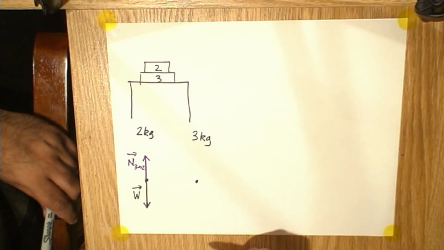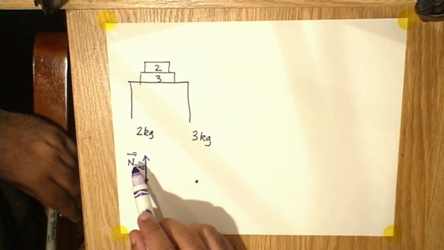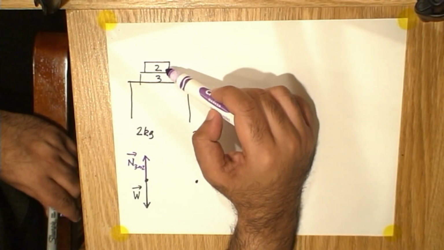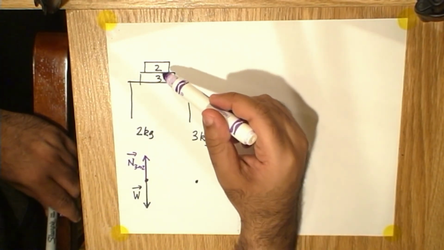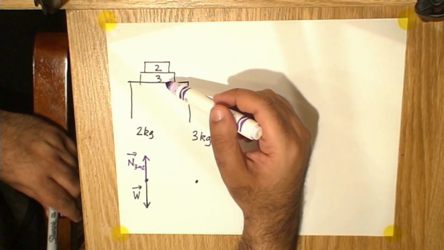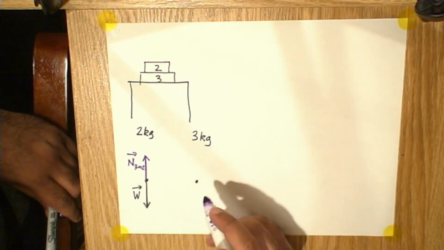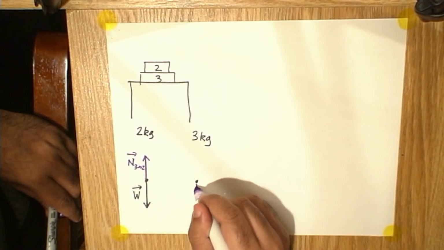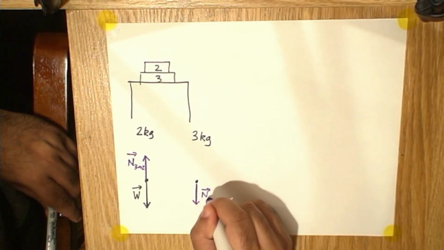What about the 3-kilogram object? Well, the first thing that we can say is that since we know that there's a normal force of object 3 on object 2, then according to Newton's third law, there must be a corresponding force of object 2 on object 3. It must be equal and opposite. Because the 3-kilogram object is exerting a force on object 2, that means that object 2 must exert an equal and opposite force on object 3.